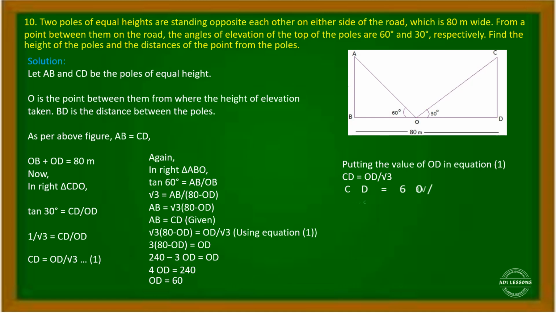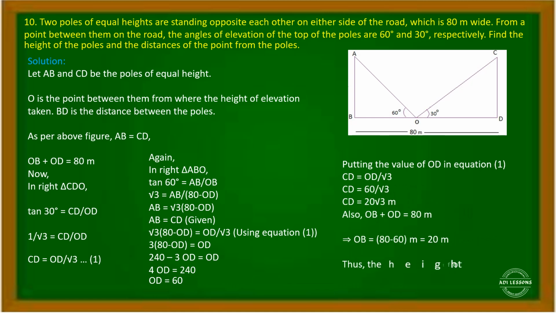Putting the value of OD in equation 1, CD equal to OD by root 3. CD equal to 60 by root 3. So, CD equal to 20 root 3 meters. Also, OB plus OD equal to 80 meters. Therefore, OB equal to 80 minus 60, that equal to 20 meters. Thus, the height of the poles are 20 root 3 meters and the distances from the point of elevation are 20 meters and 60 meters respectively.